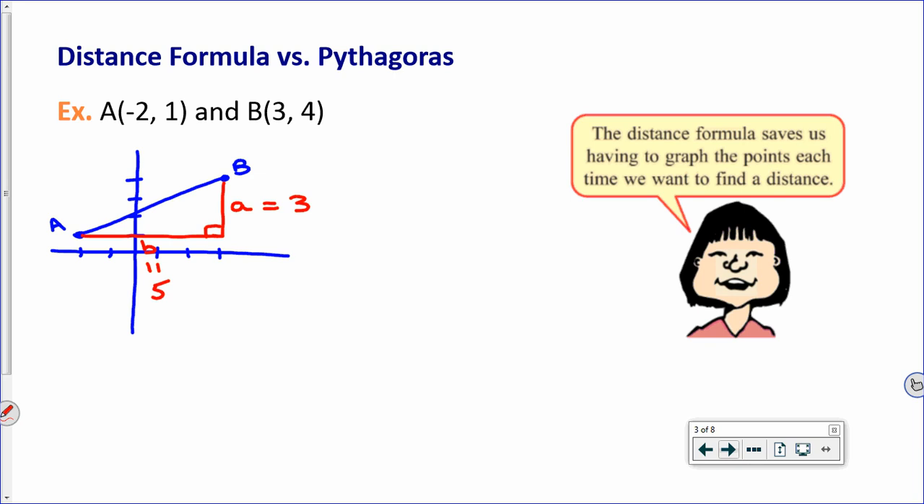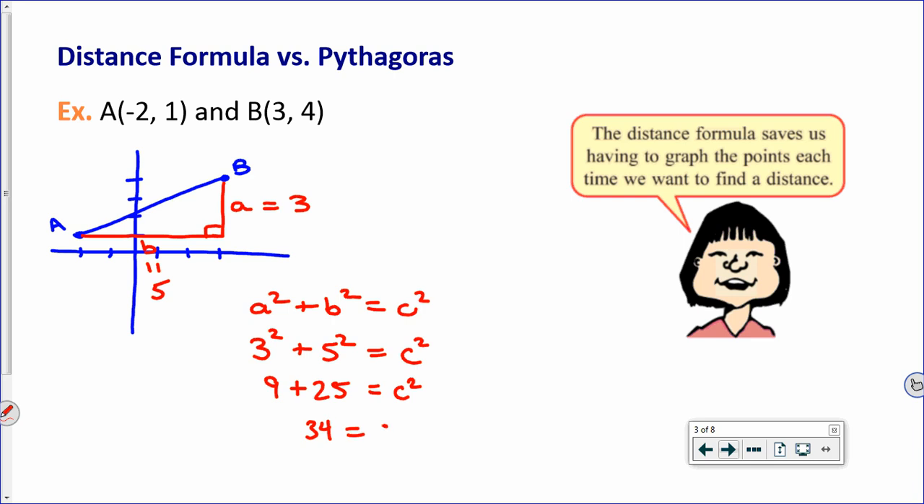And then you would end up doing a squared plus b squared equals c squared, where a and b are the 3 and the 5. And those should look familiar from when we just did it by the distance formula, because it's the 9 and the 25 that we ended up adding together in the end. So 34 equals c squared, and the square root of 34 equals c.